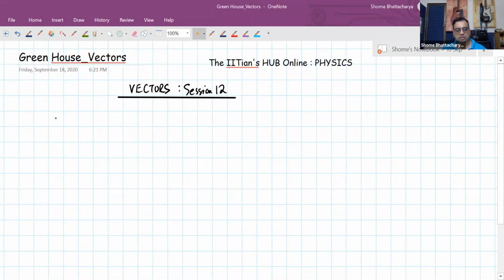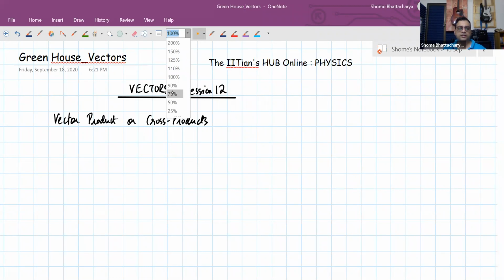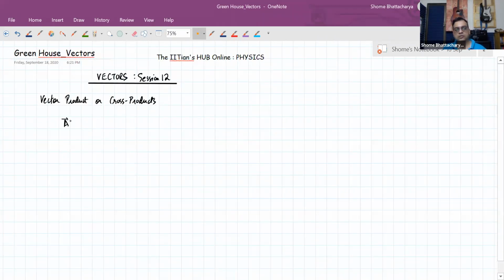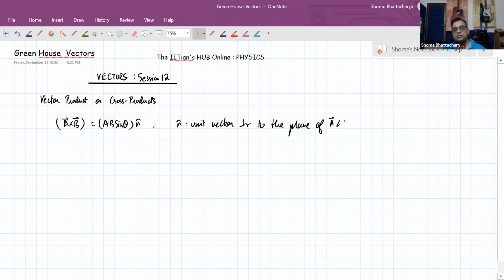So we were discussing vector product or cross products, and to that end we saw that the definition of the cross product was given by this, where n cap is the unit vector perpendicular to the plane of A and B by right hand palm rule.